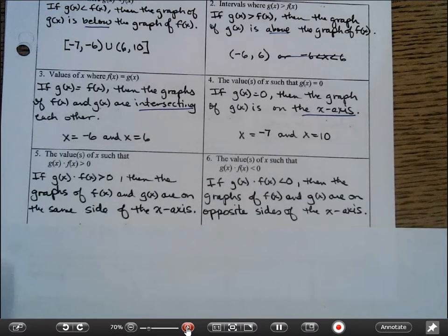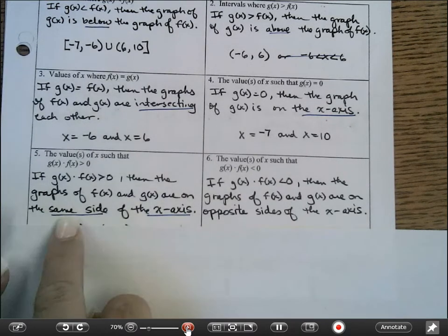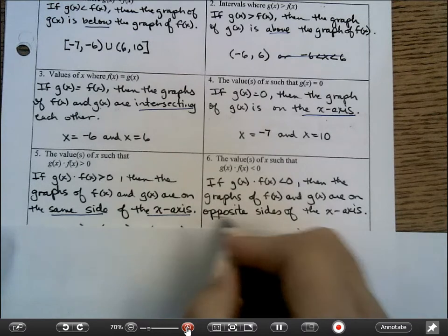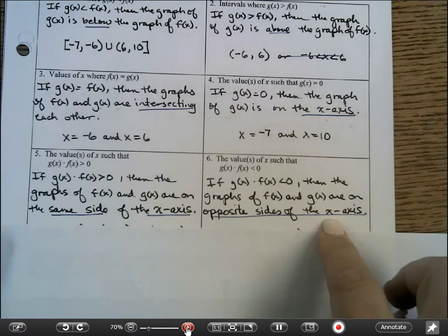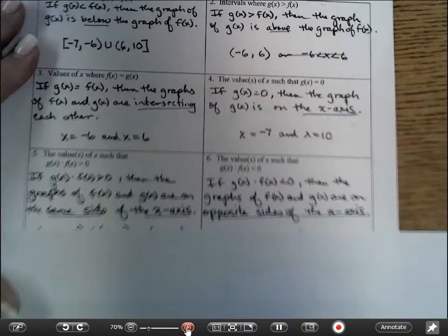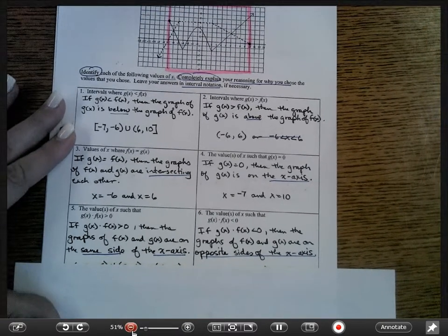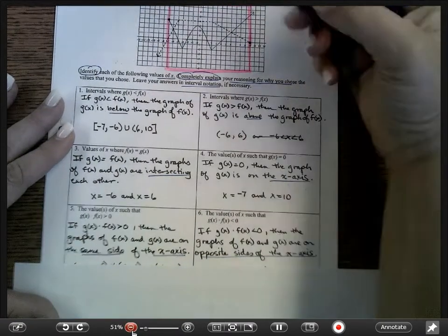So we can take a look at the explanation. So we're looking at the same side of the x-axis. So that means they're going to be positive if they're on the same side, or both negative. And then here's opposite sides of the x-axis, which means one's going to be a positive, one's going to be a negative. So if we take a look at your graph, if I try to zoom out here for a minute, we're looking at the same side.